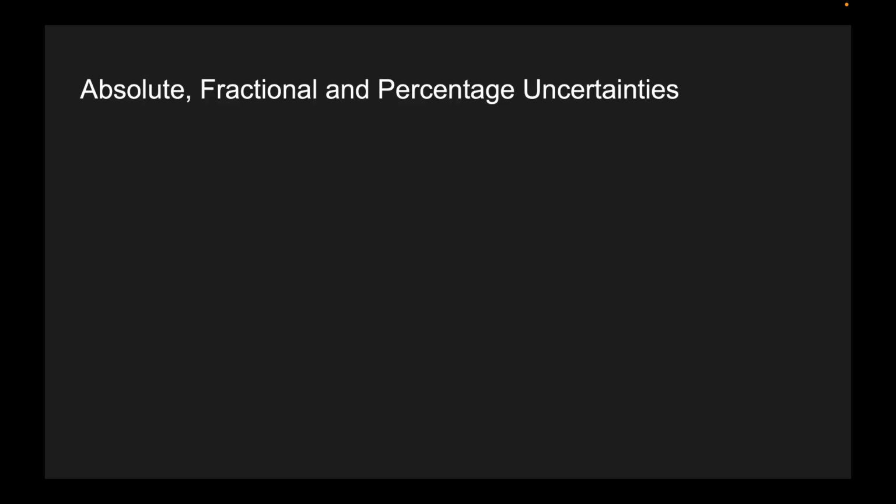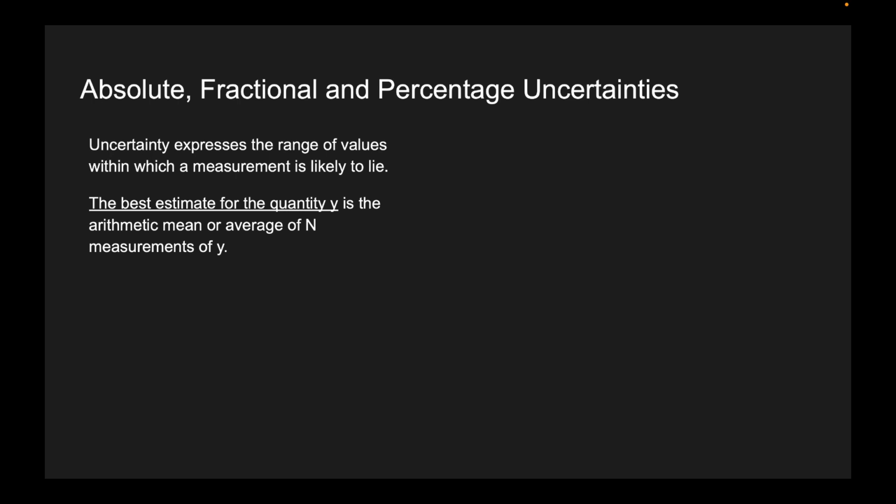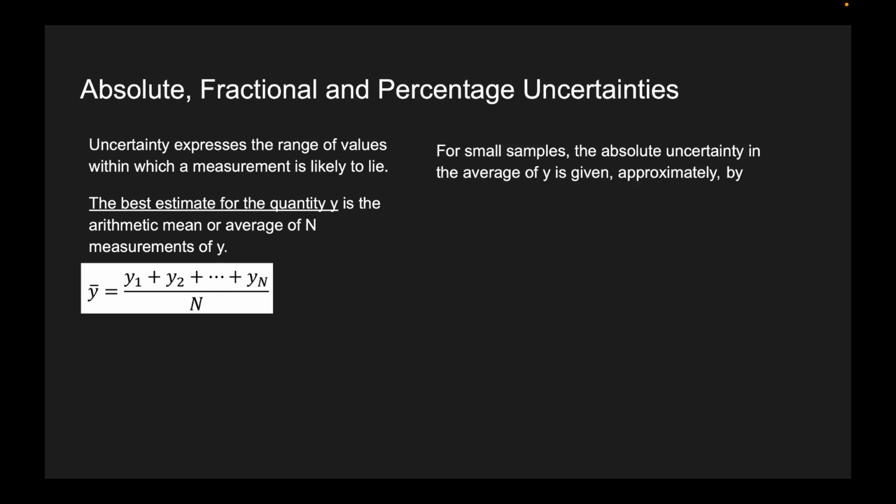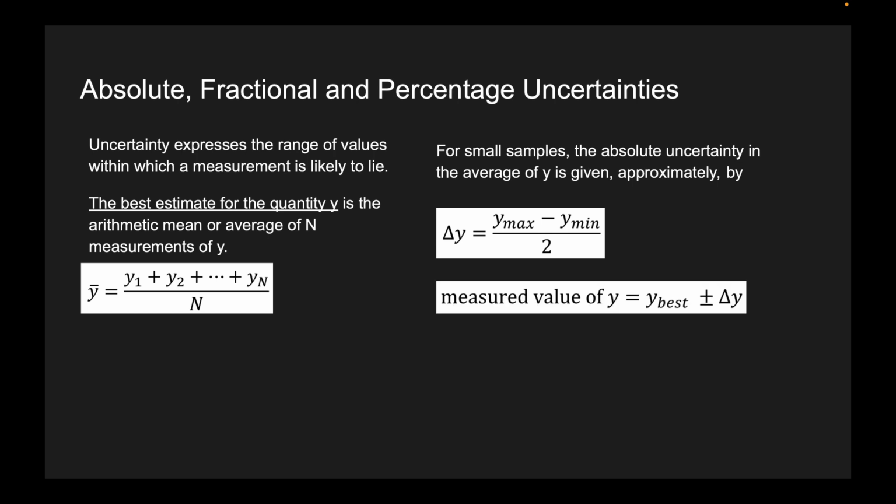There are three ways of presenting uncertainty in the answer: absolute, fractional, and percentage uncertainty. So what is meant by uncertainty? Uncertainty expresses the range of values within which a measurement is likely to lie. The best estimate for any quantity, for example the quantity y in our case, is the average of n measurements of y. For small samples, the absolute uncertainty in the average of y is given approximately by the formula delta y equals maximum value of y minus minimum value of y divided by 2. Then the final answer will look like measured value of y equals best estimate of y plus minus delta y.